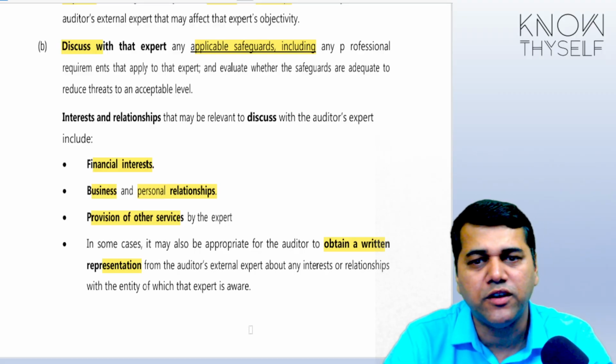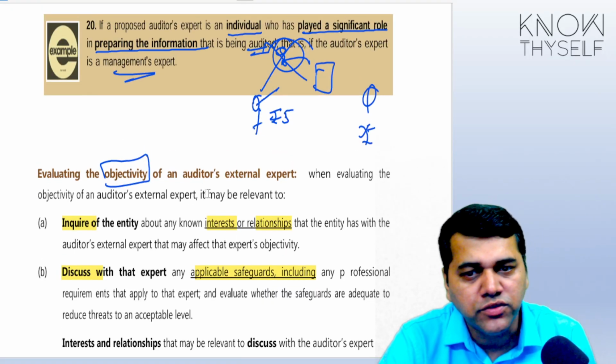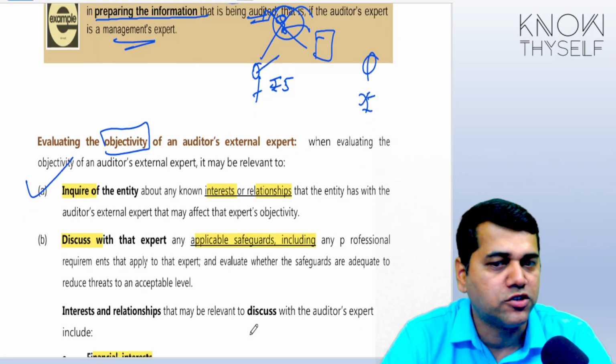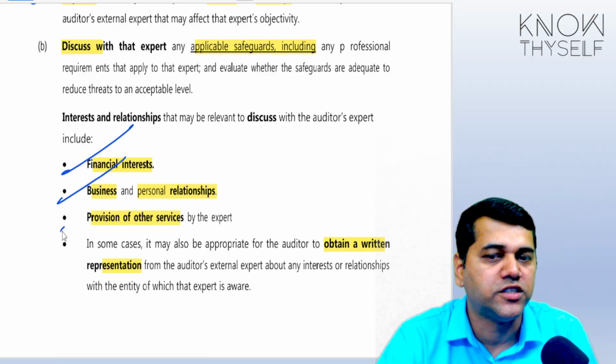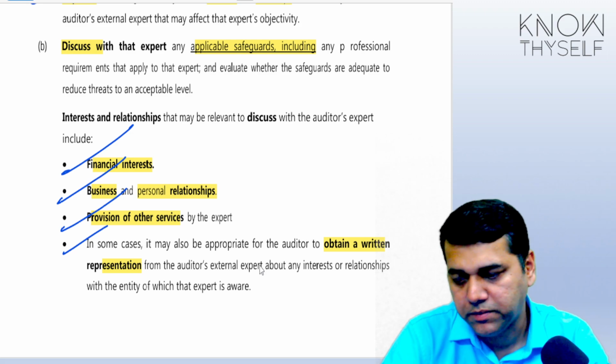It's the same point they have told here. If you see, these are all the same issues. First of all, you need to inquire and check whether there is any interest or relationship, and what type of interest. It can be financial interest, business relationship, or he could be giving some service. And finally, you have to take a representation from the expert.